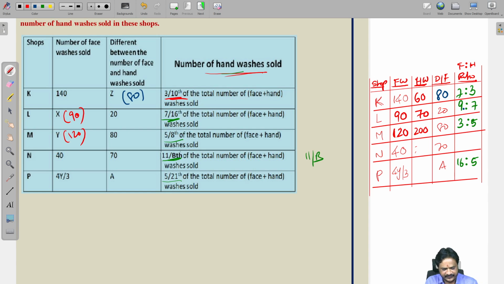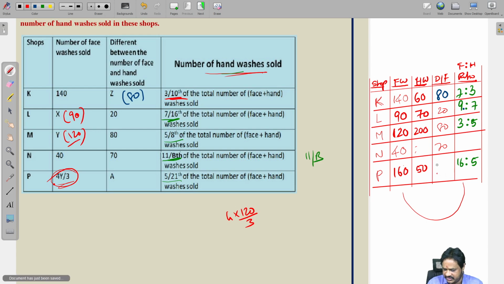Last one, 4Y by 3. Already I got Y as 120. 4Y by 3 means 4 into 120 by 3, that is 160. So, this value is 160, and 160 is equal to 16 parts. 1 part is 10, so 5 parts equal 50. Therefore, the difference A is equal to 110.